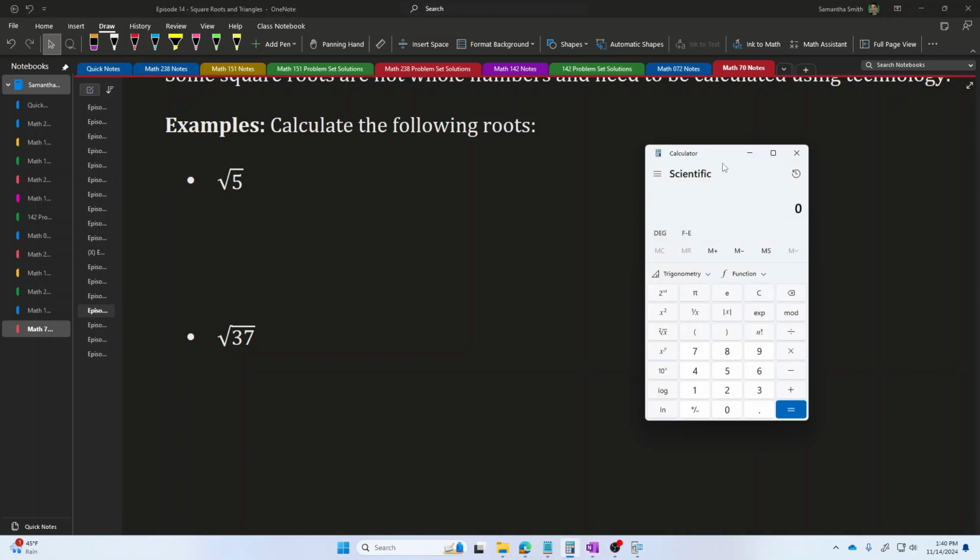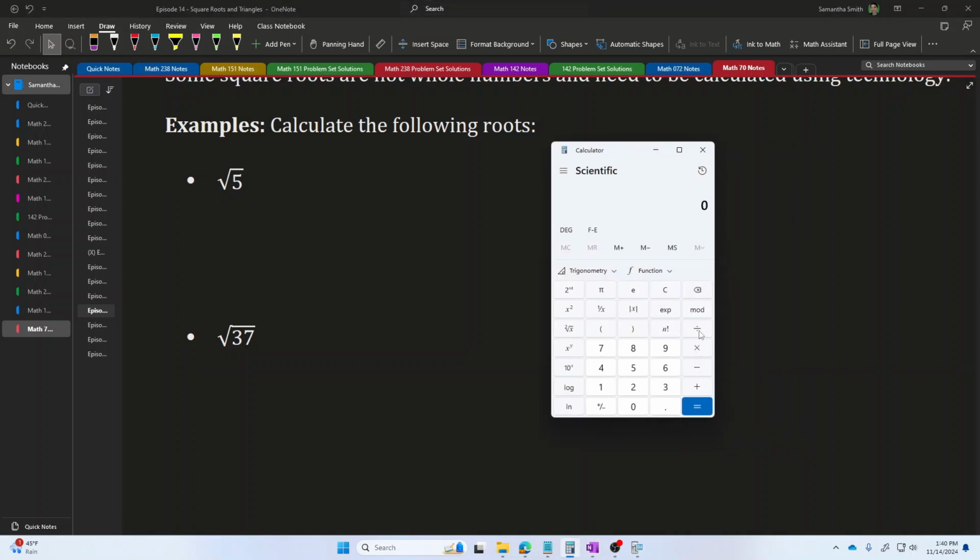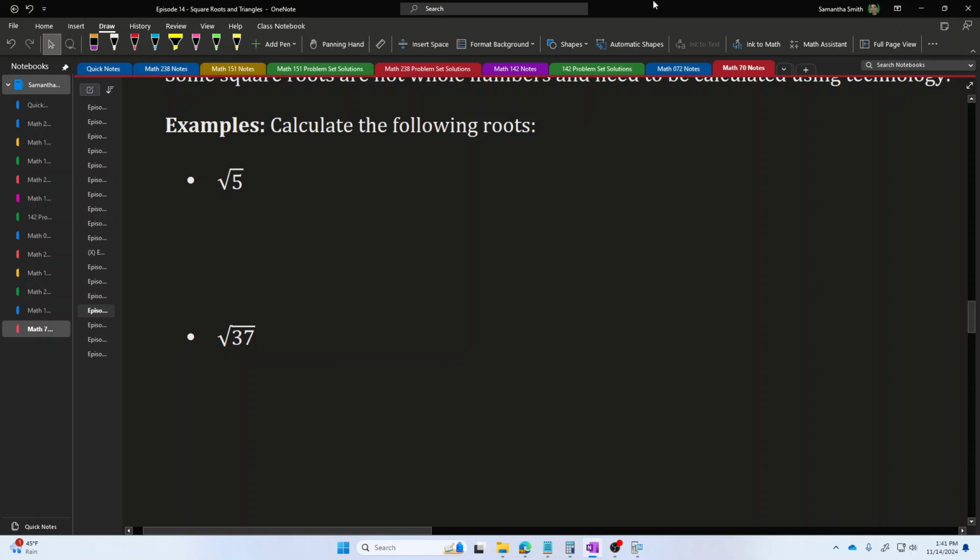Now on the Windows 11 calculator, the square root button is right here on the far left side. If I type in 5 and then press that square root button, I get an answer of about 2.236 if I round it to 3 decimal places.